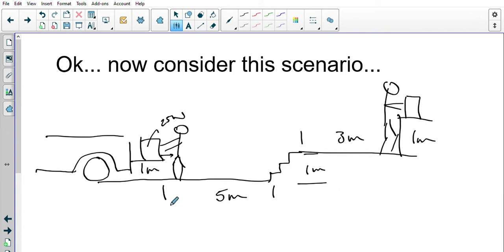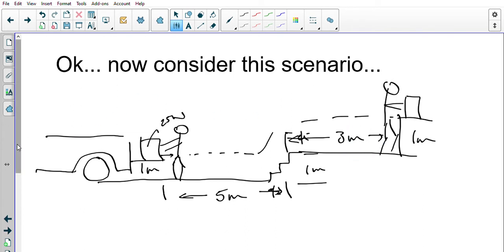Okay, so traveled 5 meters, went up 1 meter. I'm not trying to put in any strange things here. We traveled 5 meters, went up 1 meter, traveled another 3 meters, and placed it on. So this is 1 meter high, came across this way, and slid it on. How much work?